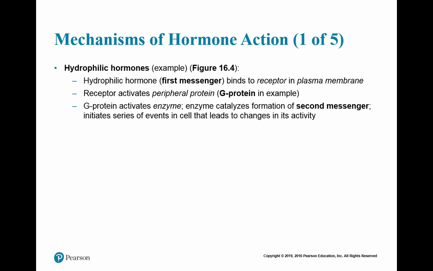Now the hydrophilic hormones, how they work is they are considered the first messenger. And we've already said they bind to the receptor in the plasma membrane. That receptor activates a peripheral protein on the inside of that membrane, right where it joins with the cytosol. G protein would be an example of this. That G protein activates an enzyme, and that enzyme catalyzes the making of the second messenger, and that will cause changes to happen in that cell.